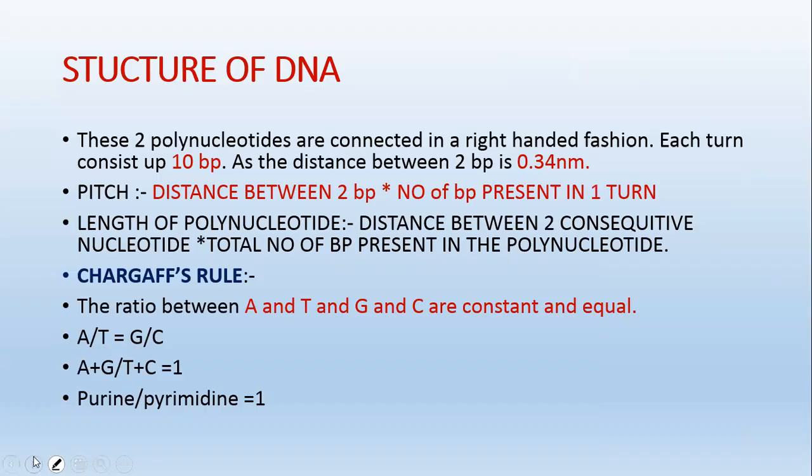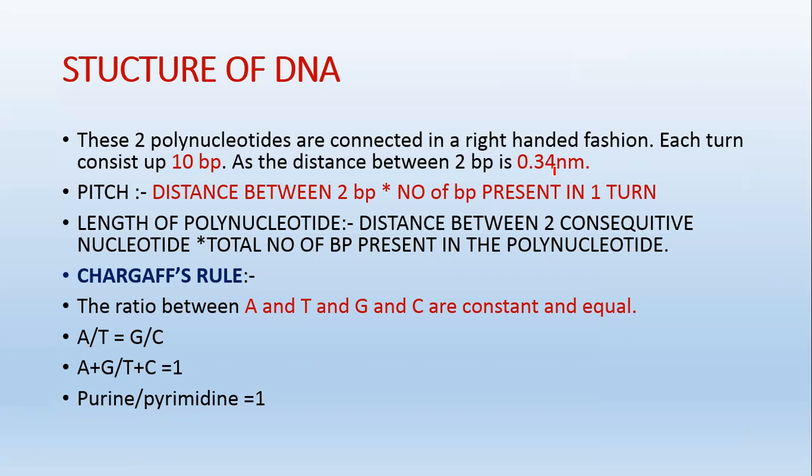You can see here it is written, it is 0.34 nanometer. Nanometer means what? 0.34 into 10 to the power minus 9. Okay, so the distance between two base pairs is 0.34 nanometer. So now we can easily find out the pitch.